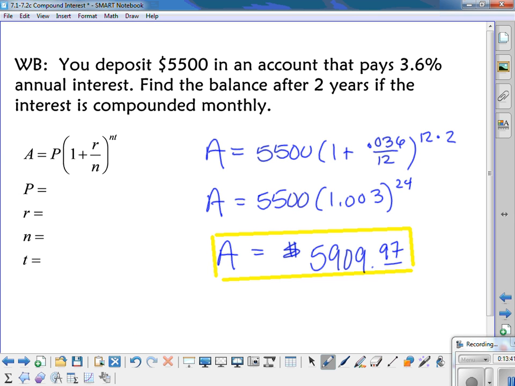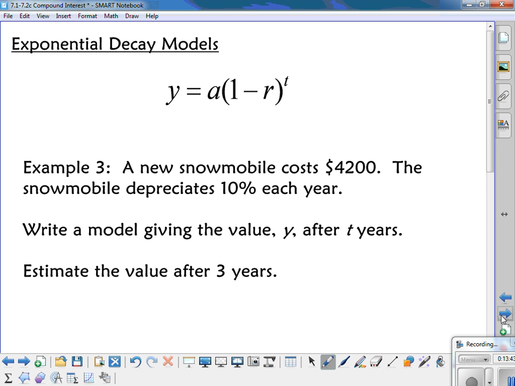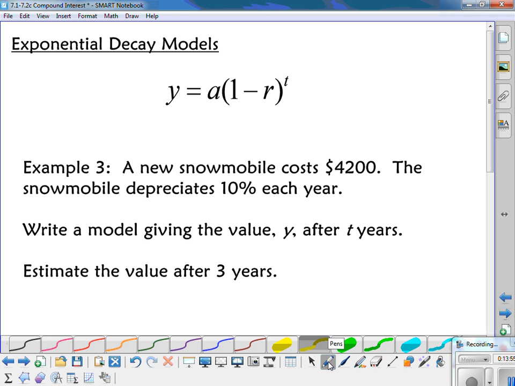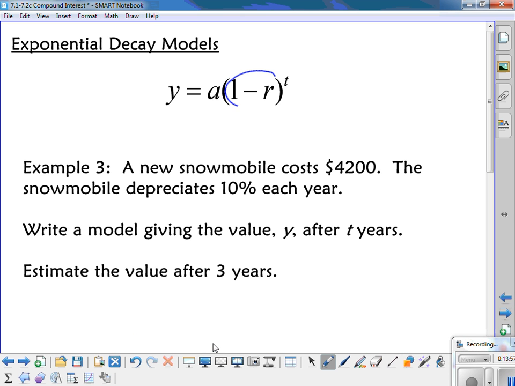Nope. All right, so let's look at some decay. The decay model is almost identical to the growth model. The only difference is instead of adding the rate, now we're subtracting the rate. And again, this thing that's being raised to the power, the 1 minus r, now that's your decay factor instead of growth factor.